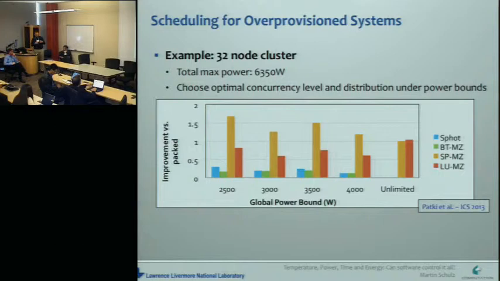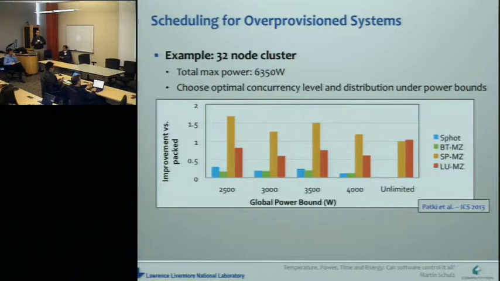Down here is a different power bound. So here, if you take enough processes to fill 2,500 watts, and you pack it in there, that's the baseline, compared to just using all 32 nodes in the right way and then capping the power and basically running slower on more nodes to get the best performance. And you can see you can get up to over 1.5 speedup, but just by picking the right configuration over the typical conservative baselines.